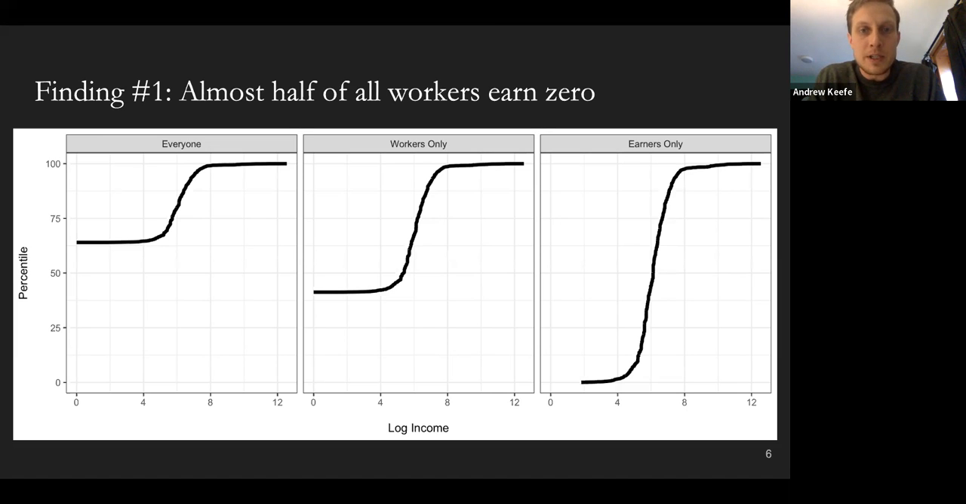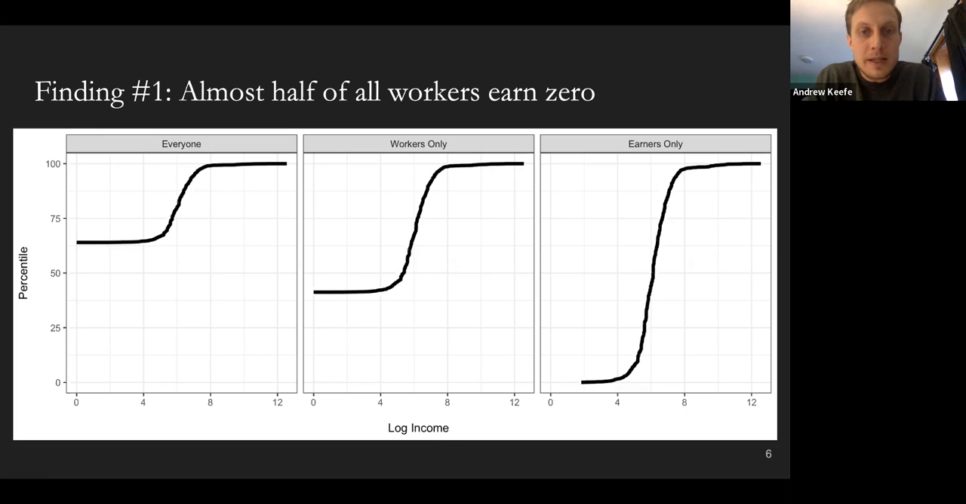In addition to examining trends among all men ages 25 through 54, we also focused on working men, who are those who reported working some amount of hours per week, and men with earnings who reported any income from their work. Okay, so that's how we read the graphs. I'd be happy to clarify if there are any questions, but let me press on in the interest of time.